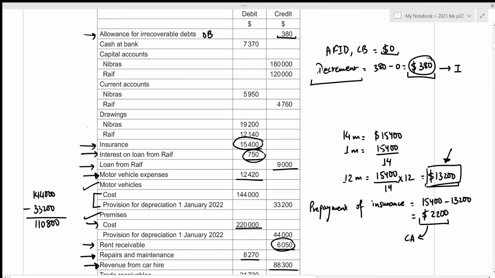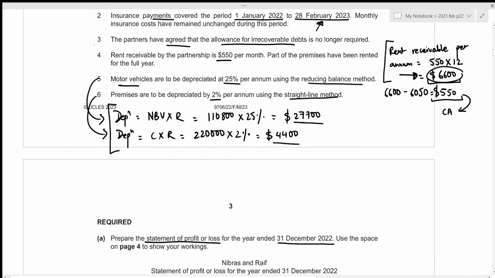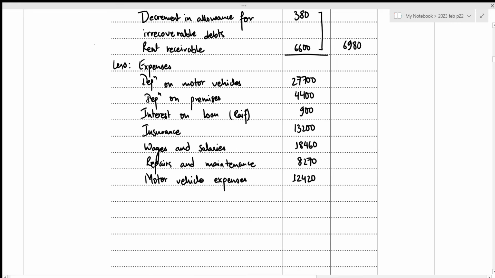After that, we've already included all of this. We don't include drawings, current accounts, and capital accounts, as well as the cash in our statement of profit or loss, which means that we have completed all of our expenses. So let's figure out the total for expenses by adding all these. So that will be 27,700 plus 4,400 plus 900 plus 13,200 plus 18,460 plus 8,270 plus 12,420, which results in 85,350.